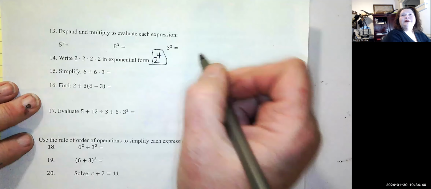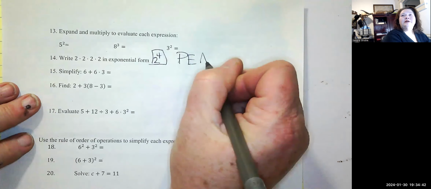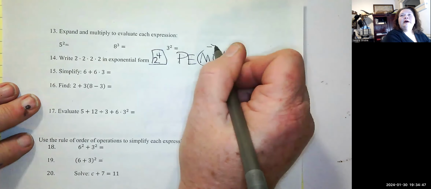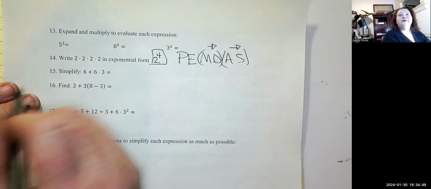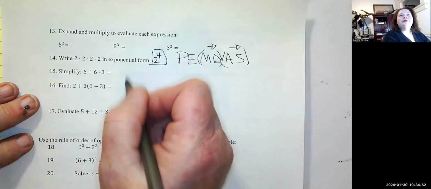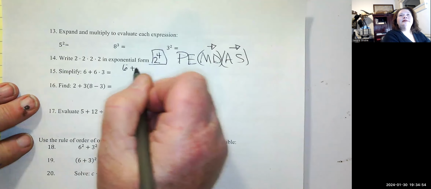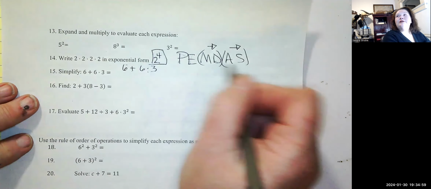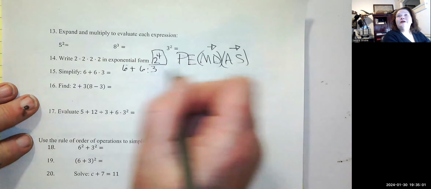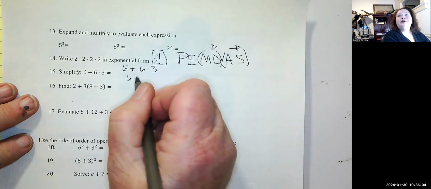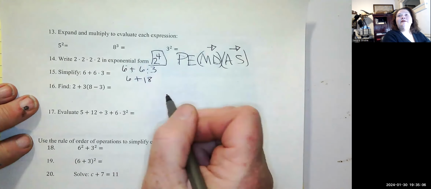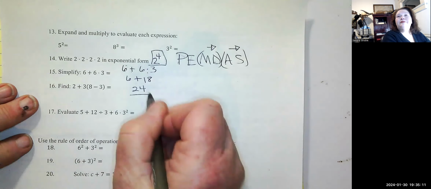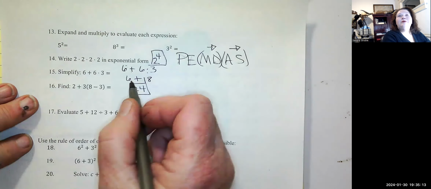Simplify 6 plus 6 times 3. Now we're bringing in PEMDAS. And remember the parentheses and left to right. Muy importante. So I want to write this vertical: 6 plus 6 times 3. We've got addition and multiplication. Who comes first? Multiplication comes before addition. So 6 times 3 is 18. Now we can do the addition. 6 plus 18 is 24.